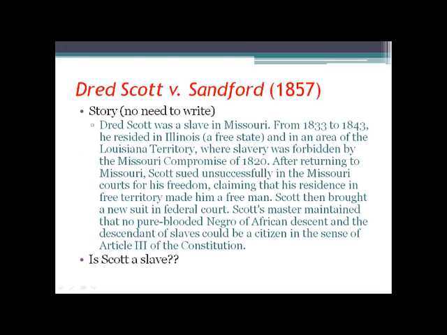Here's number 3, Dred Scott versus Sandford. And in 1857, this is when the case went to the Supreme Court. Dred Scott is a slave in Missouri. From 1833 to 1843, he lives in Illinois. And also, he moves to an area of the Louisiana Territory. If I remember right, I believe his master was a military man. And so they moved around a lot.